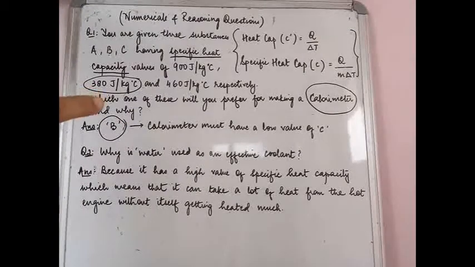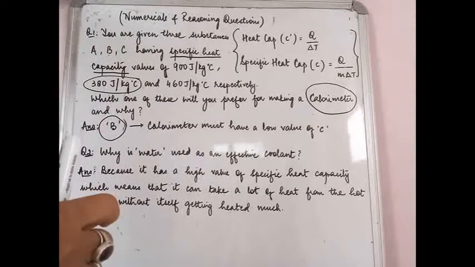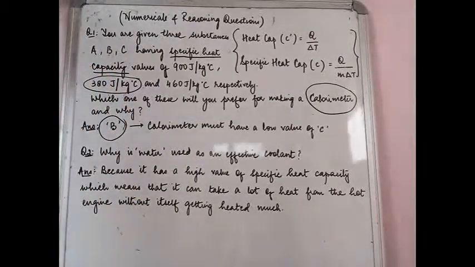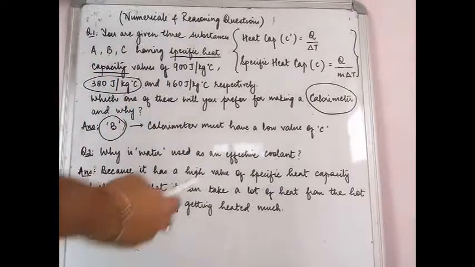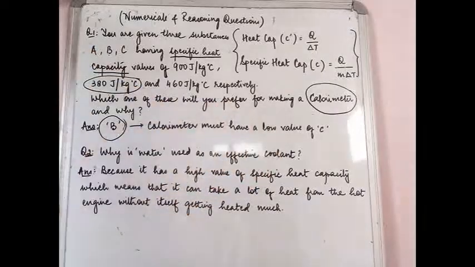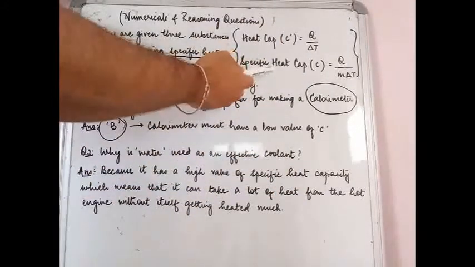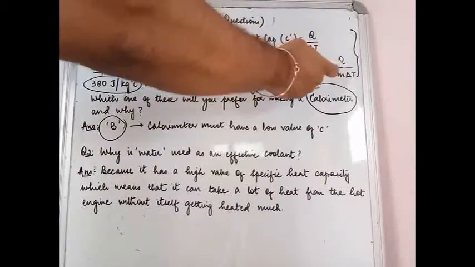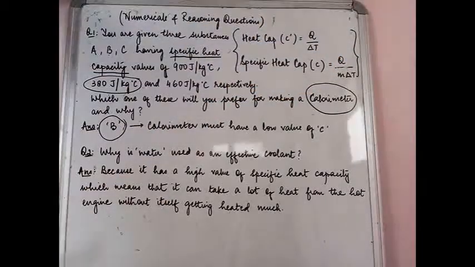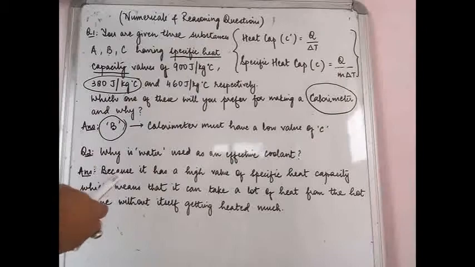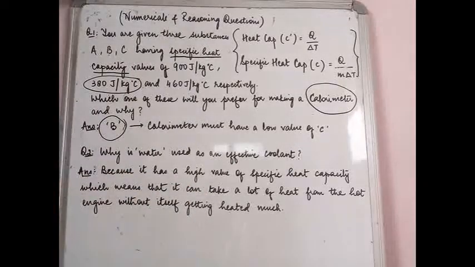That is why whatever material or liquid we are using as a coolant should have a high value of specific heat capacity. Why? Because a high specific heat capacity means it withdraws a large amount of heat from the hot substance without itself getting heated up too much. So you read the reasoning answer entirely.